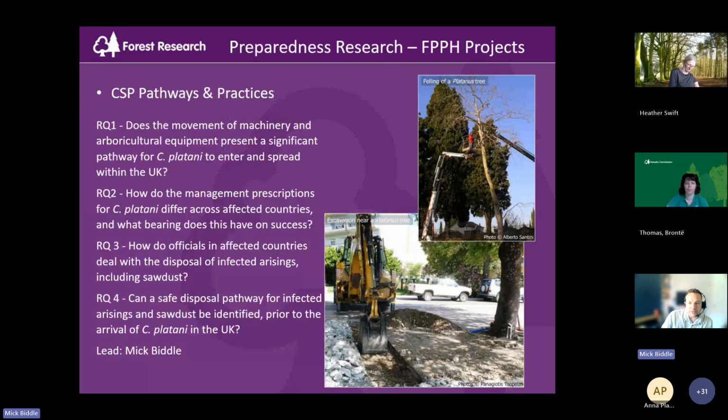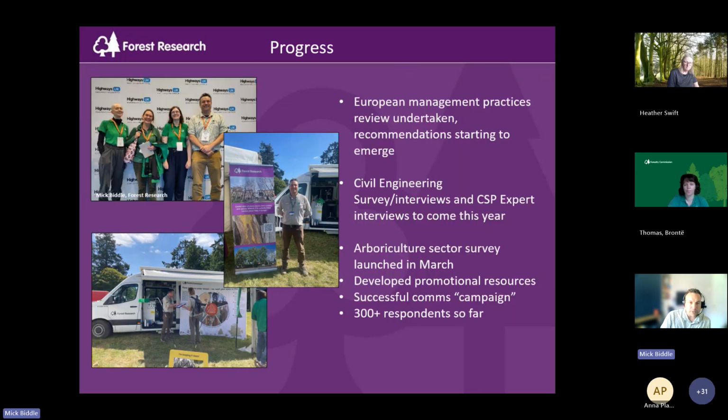And then the final one, which is the one that I'm leading, is to do with pathways and practices associated with this disease. So does the movement of machinery and arb equipment present a significant pathway for the disease to enter and spread within the UK? And we're looking at speaking to managers like Francis across other affected countries in Europe, so that we can improve our contingency planning and develop our methodology and plan for an outbreak if it was ever to occur in the UK. And progress on that has been good.